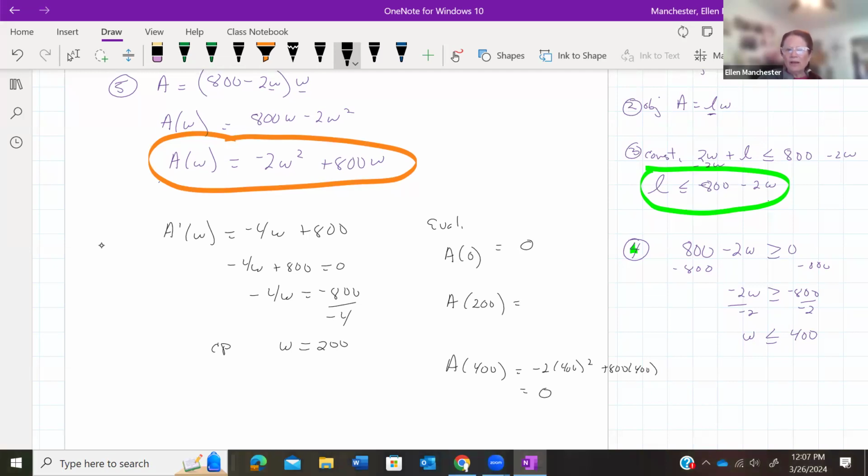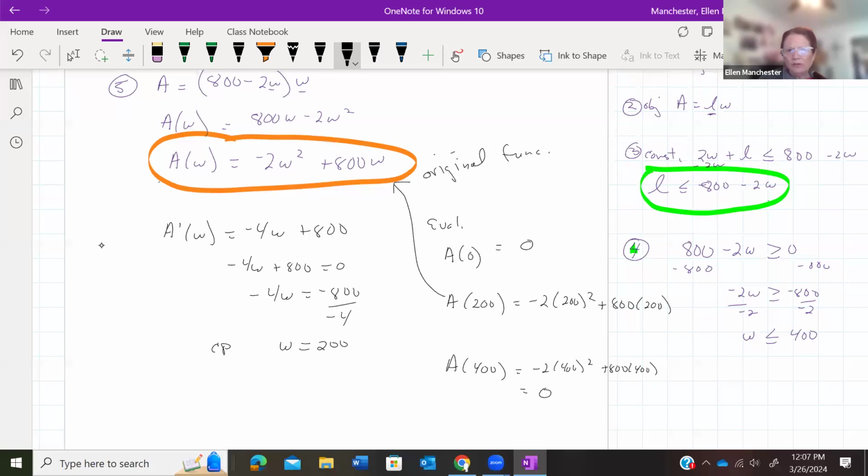So really, all you have to check is that critical point. So -2 times 200 squared plus 800 times 200. And notice I am going back to the original function. And the original function is the function that I get once I plug in my critical points.